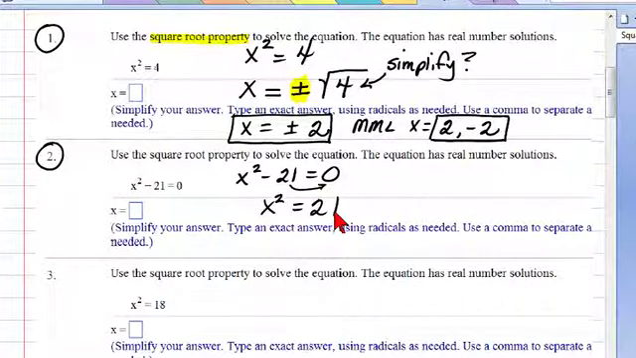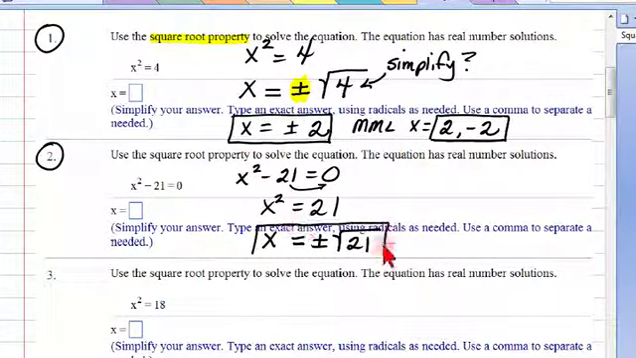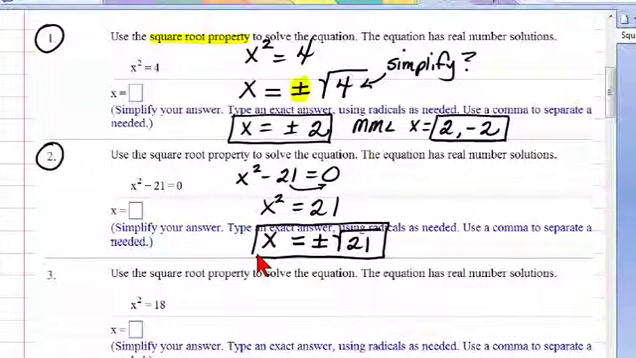Is it now in the right form for the square root property? Yes. Take the square root of the left side and I get x. Take the plus or minus square roots of 21. And what do you have to ask yourself? Can you simplify that? The answer is no. First of all, 21 is not a perfect square. Secondly, is there a perfect square that goes into it? Well, there's just 7 and 3, and they're not perfect squares. So this answer is finished as far as I'm concerned.